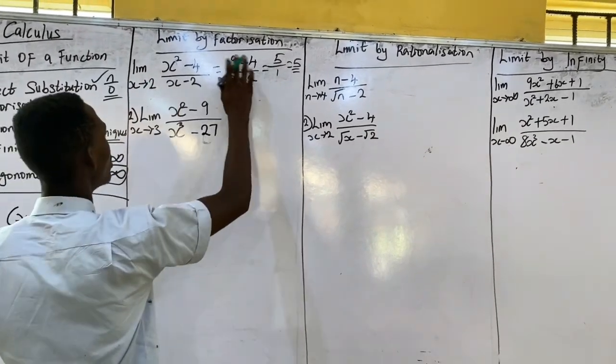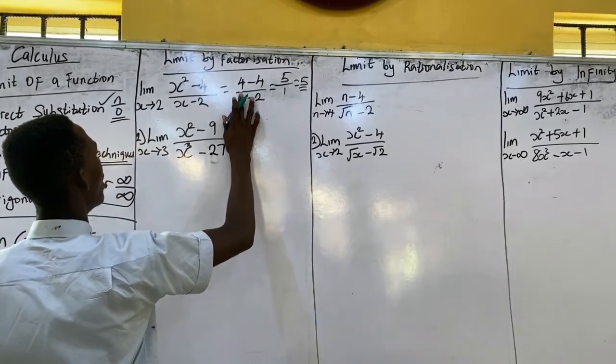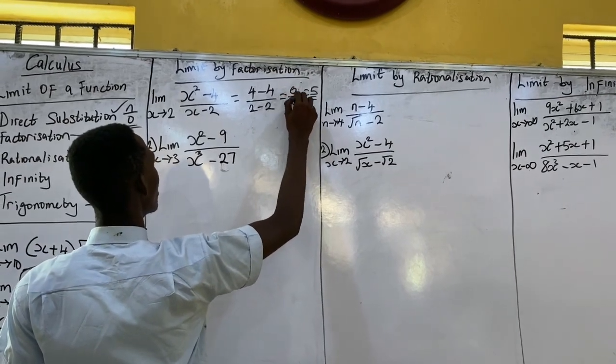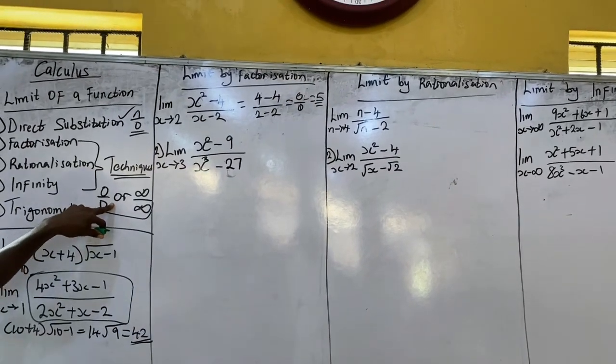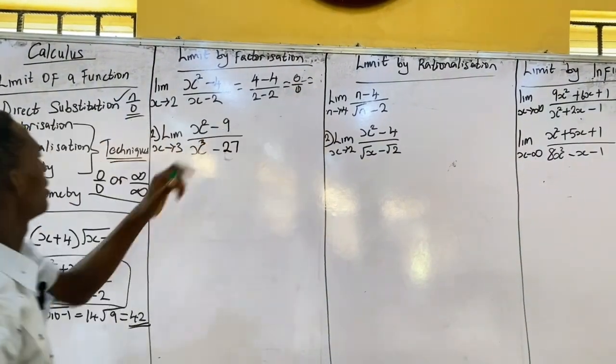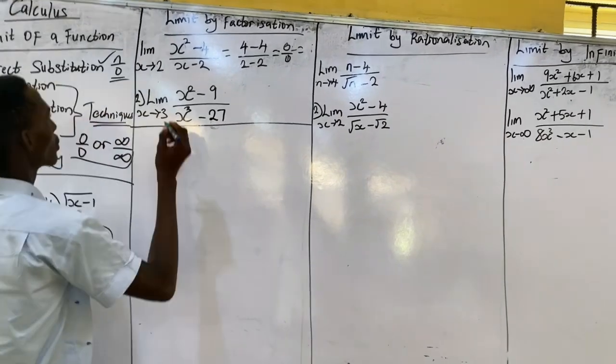So if this is 2, it becomes 4 minus 4 over 2 minus 2. So that will give us 0 over 0, which is this. So as a result of that, we cannot leave our answer like this. Therefore, we apply the limit by factorization.